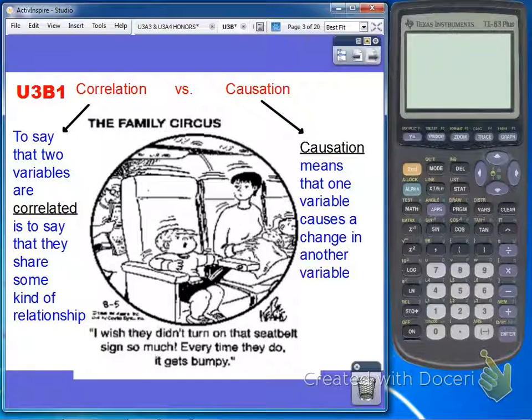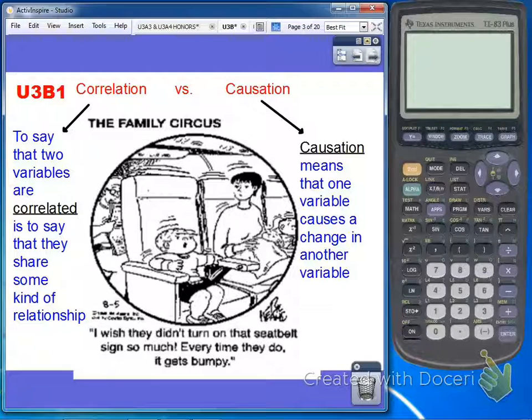Now, in the kid's mind, what is he thinking? He puts on the seatbelt, what happens? You get some turbulence. It gets shaky. And so he's thinking that if I would just not put the seatbelt on, then everything's going to be smooth and everything's going to be cool, right? He has this cause and effect sort of relationship going on in his head, but in reality, it's not putting the seatbelt on that causes the shakiness of the plane, is it?